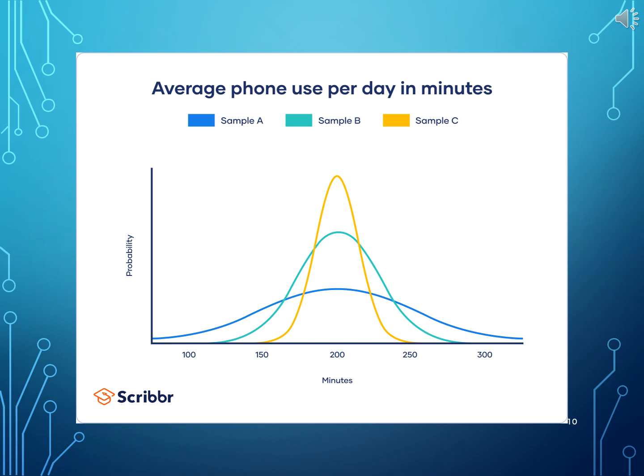And then let's say one of the other sections of the class is like an online class. And maybe there's a lot more variability in how often people are using their cell phones per day. And so that could be represented by something like the blue line, sample A, which is really, really spread out.